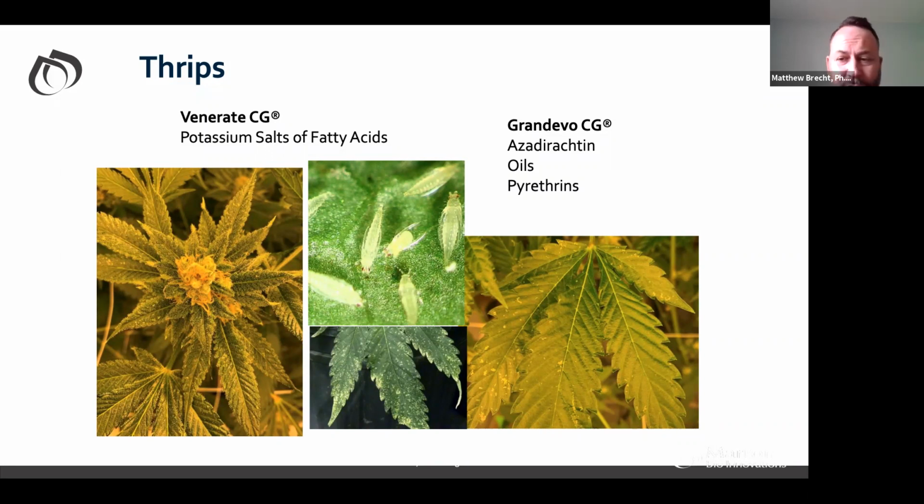So what are we using? A lot of the same products that we're using for the mites, we're going to use for the thrips as well. The one thing I want to note about thrips, if you have them, is that there's a soil life cycle. So make sure you go into the soil with a couple of drenches. Go ahead and use Venerate CG to do a little light drench.